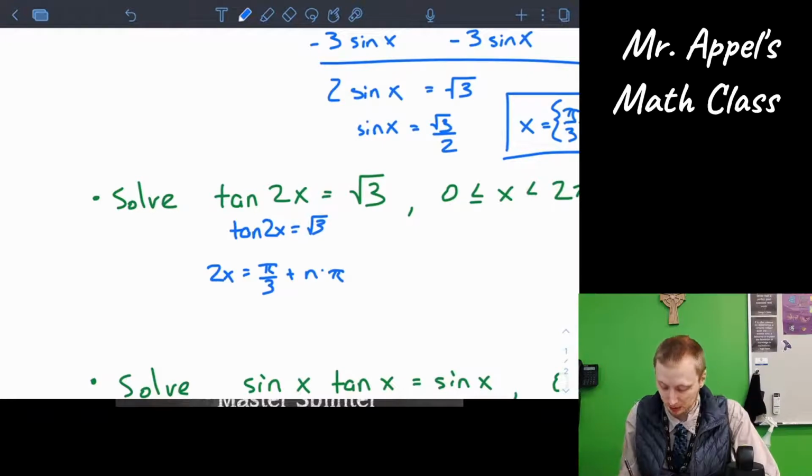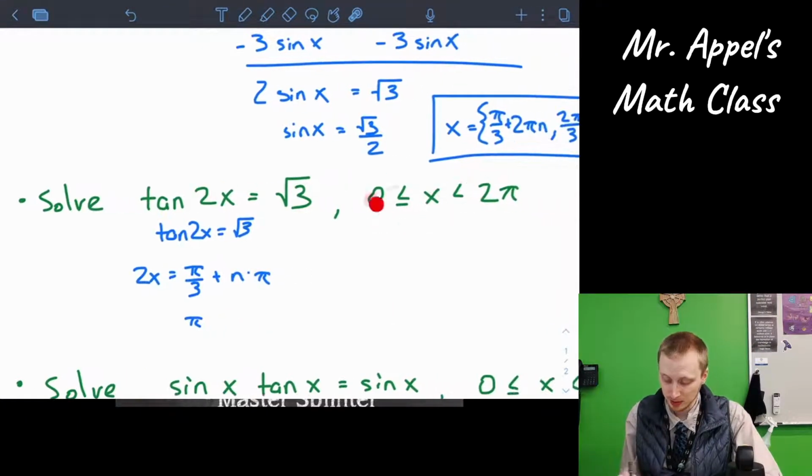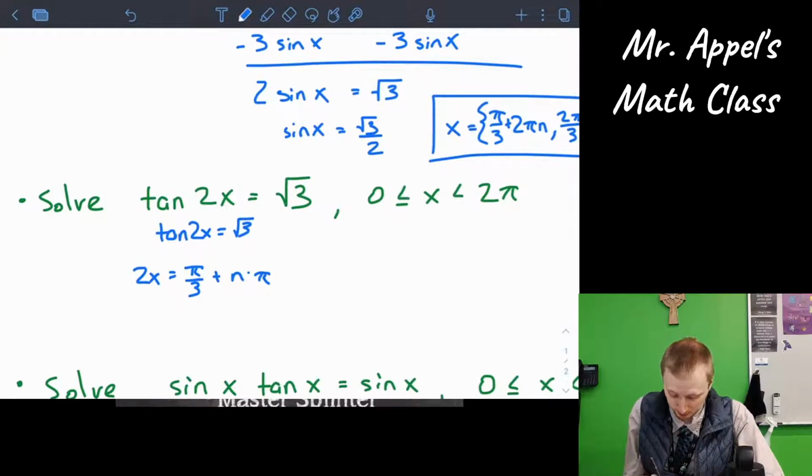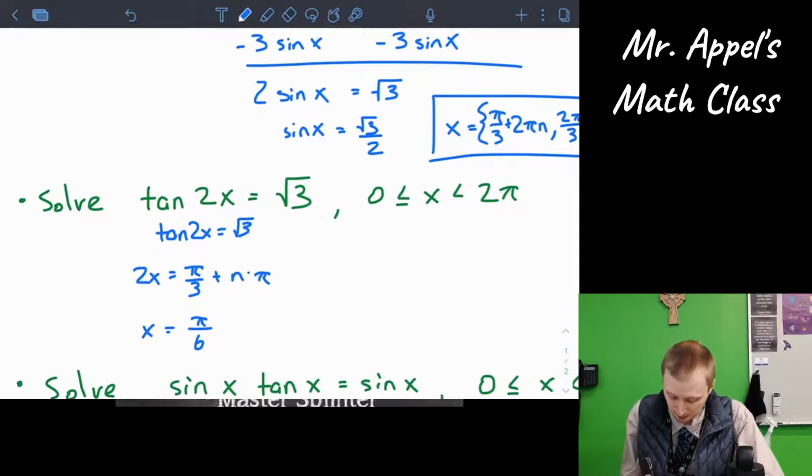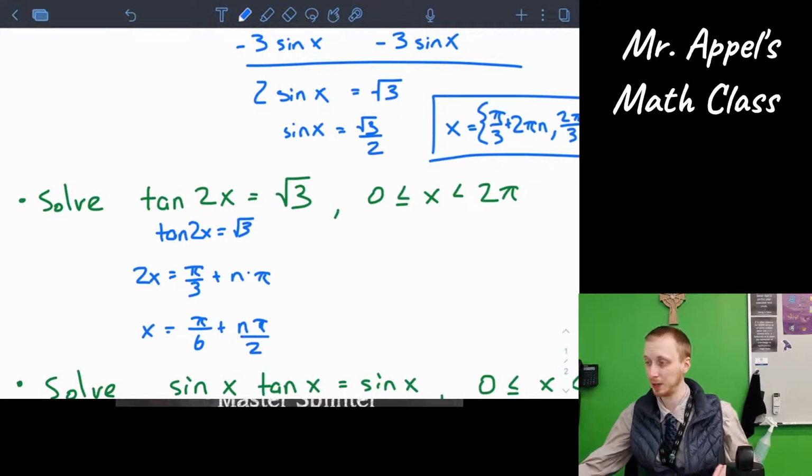So that could be 0, 1, 2, 3, so long as they fit inside this interval. Well, that's the interval for x. So let's go ahead and divide by 2. We want a single x. So divide both sides by 2. 2x equals all that. x equals, okay, pi over 3 divided by 2 is now pi over 6, plus n pi over 2. Divide the whole thing.